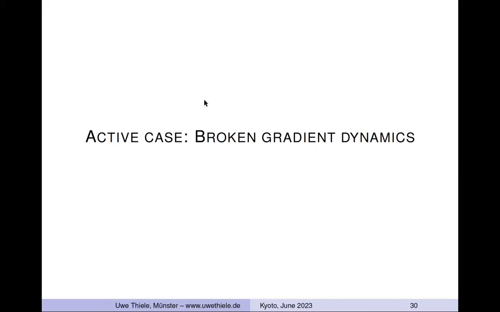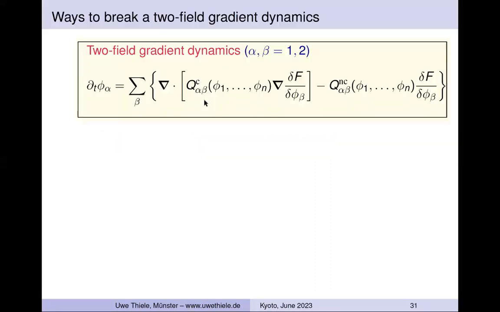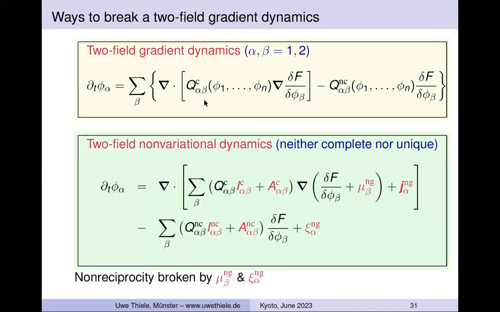Okay, now let's break the gradient dynamics structure intentionally. So how can we do this? So this was the structure that I had shown you at the beginning. And now, how can we break that? So normally I would actually have maybe votes on how we can break that. And so something I wrote down is you could, for instance, add to the thermodynamic chemical potential or pressure another one that's non-thermodynamic.